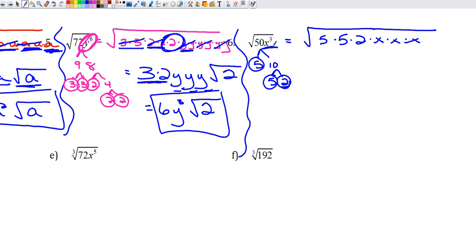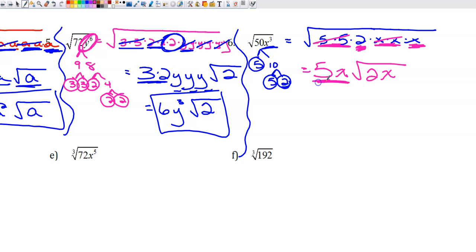3 x's. Looking for pairs. 2 5s, 1 dies, 1 set free. 2 x's, 1 dies, 1 set free. I got a lonely 2 chilling inside and a lonely x chilling inside who couldn't come out. So leave them in there. I cannot do anything with those. That's already 5 times x. I can't multiply it and say it's 10 or whatever.